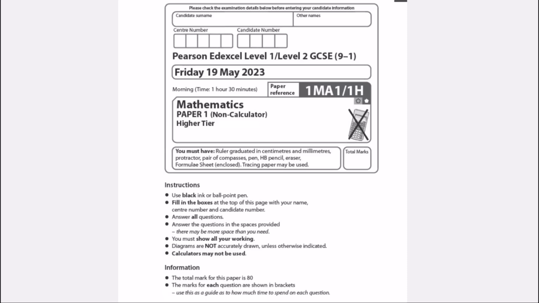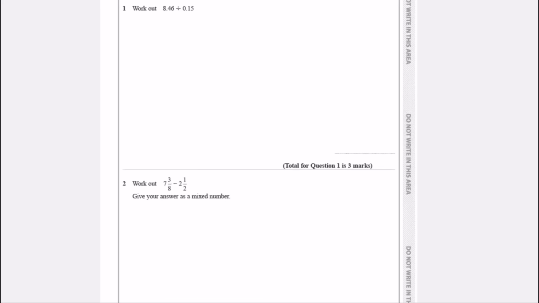This is the Edexcel higher tier, paper 1 from May 2023. Question 1, we have work out 8.46 divided by 0.15.